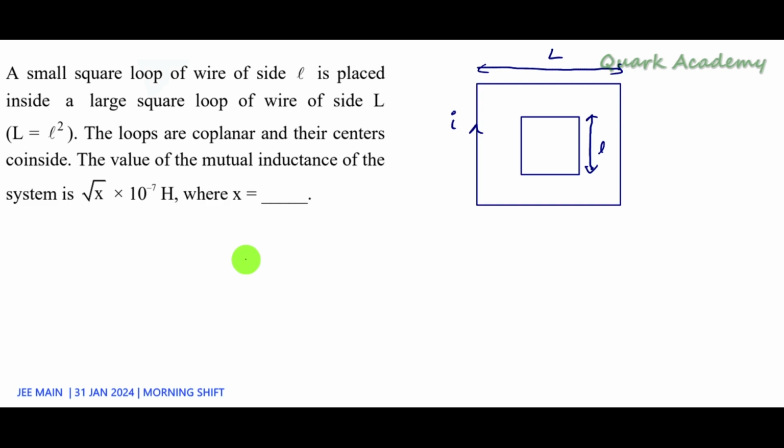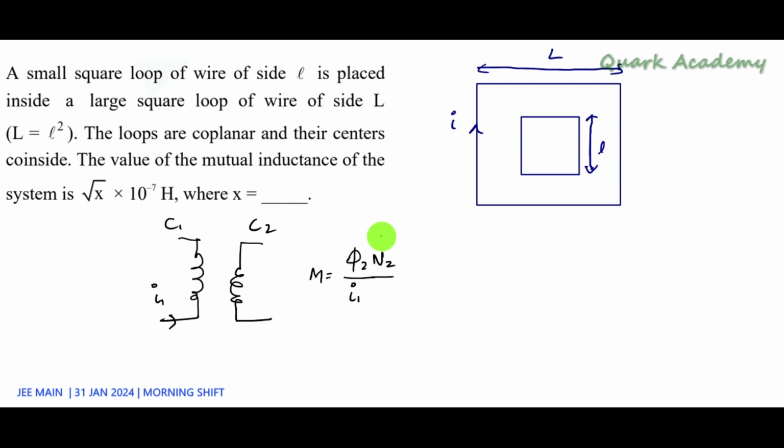So before that, let's see how to calculate mutual inductance for two coils, which is quite common. Let it be coil 1, coil 2. Coil 1 has some current I. Due to this current, there will be a magnetic field. Because of that magnetic field, there will be a magnetic flux in the second coil. So the mutual inductance we define as the magnetic flux linked with coil 2 divided by the current flowing in coil 1, I1, into the number of turns in coil 2. So this is how we define it. The other way around is also possible.